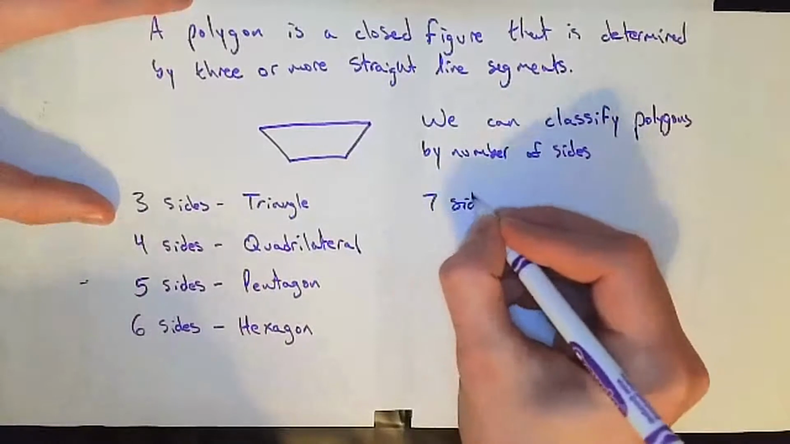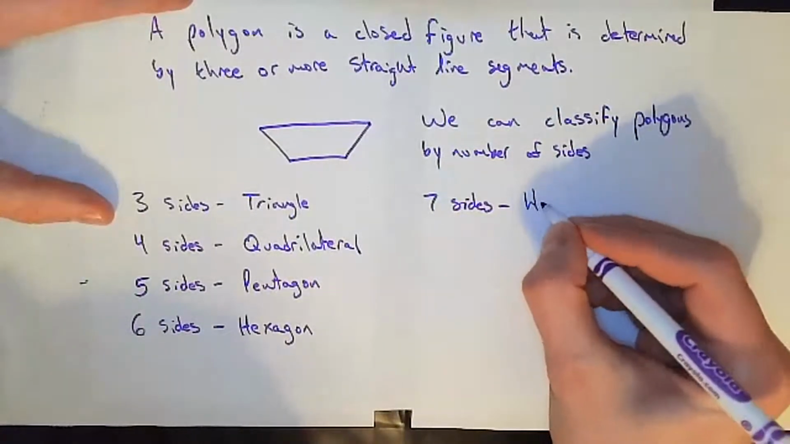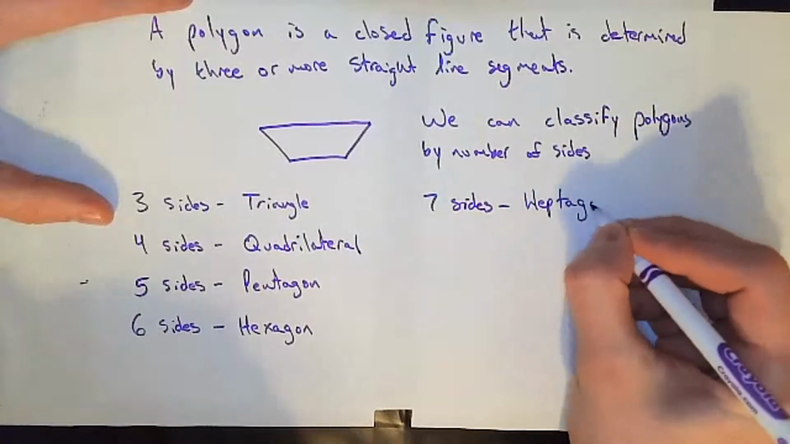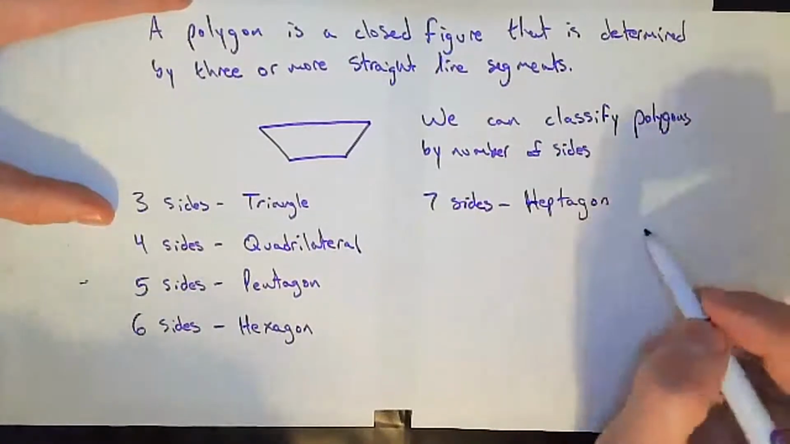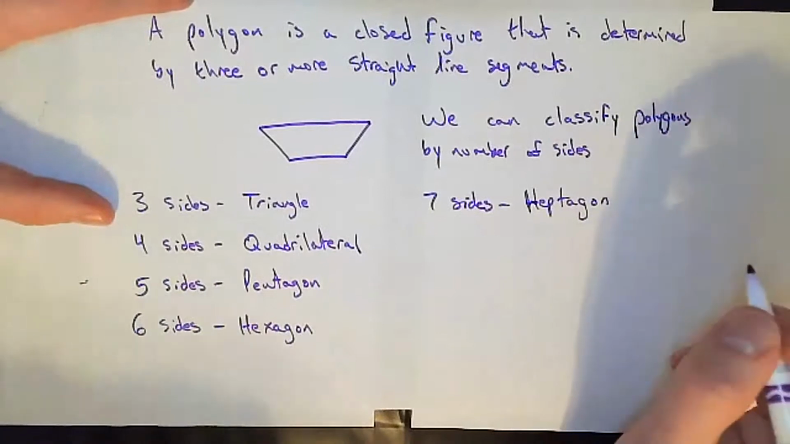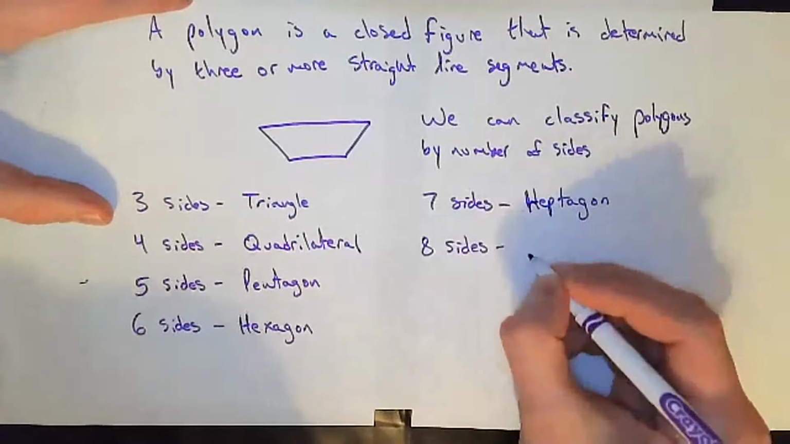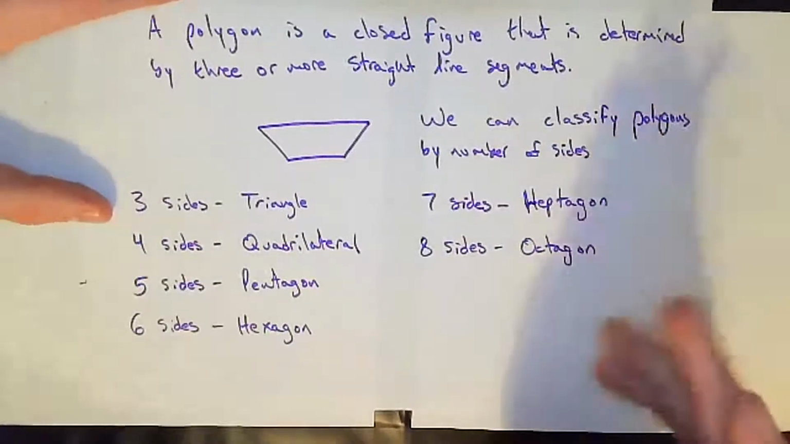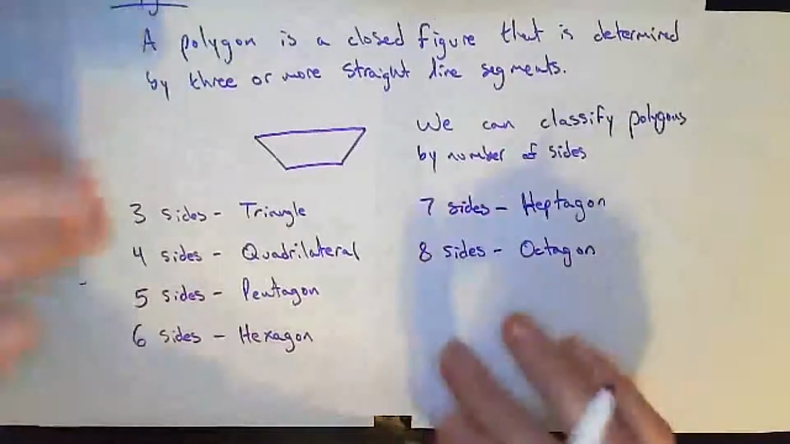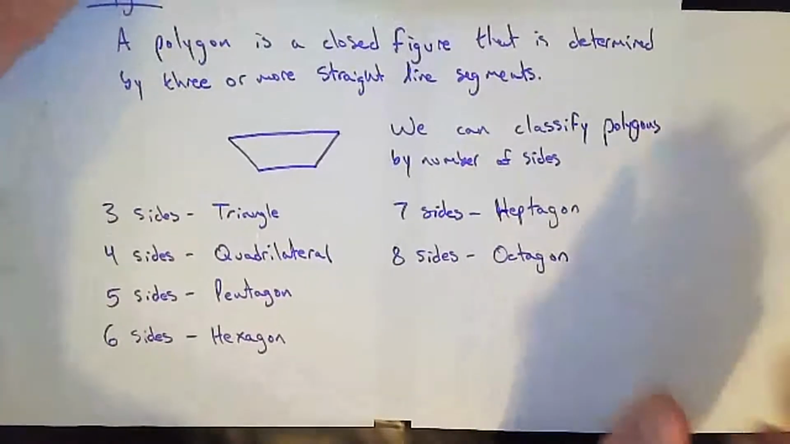7 sides. We don't talk about these a lot, but it's called a heptagon. Actually, I haven't thought about it in a while, but yeah, it should be a heptagon. 8 sides, like stop signs, is an octagon. And 9 sides is a nonagon, and then decagon, and so on. Let's not go too much further.